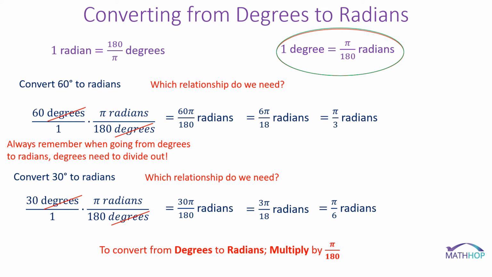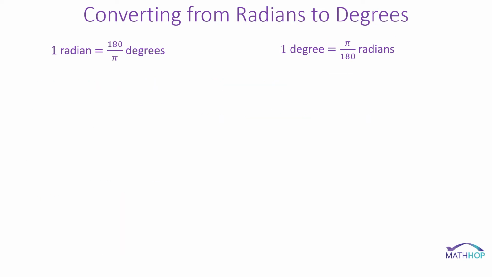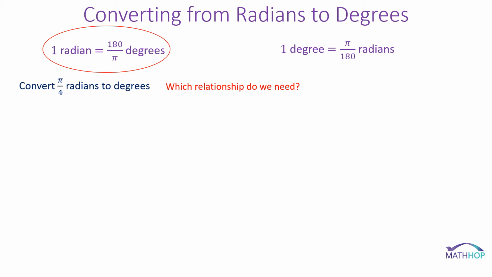All right, let's go the other way, converting from radians to degrees. If they give you pi over 4 radians and you want it in degrees, which relationship do we need? We want the relationship that is going to divide out pi. We're going radians to degrees, so we're going to use 1 radian equals 180 over pi degrees. Let's set it up. We have pi radians over 4 times 180 degrees over pi radians.